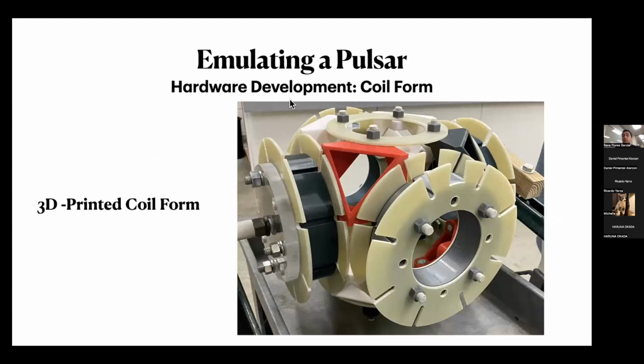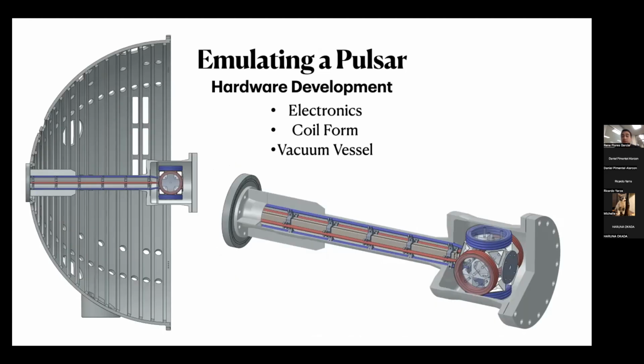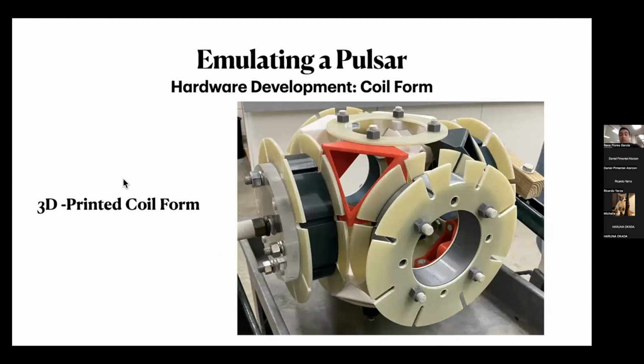The first one was the coil form. The coil form was taken directly from the drawing. How do we want it? And so what we did was 3D print the coil form. This is all 3D printed.